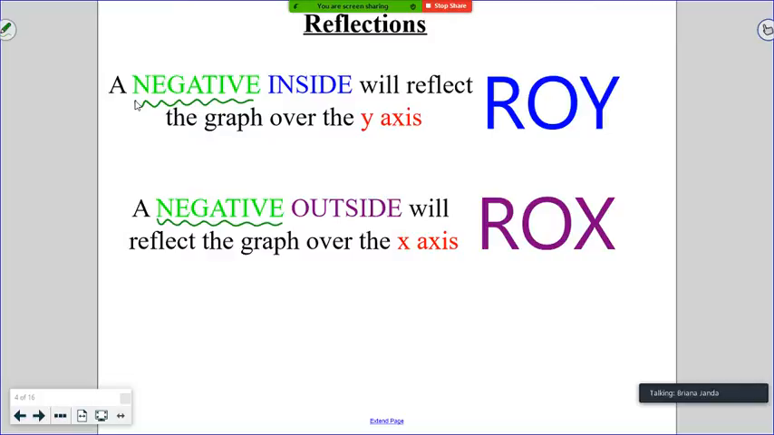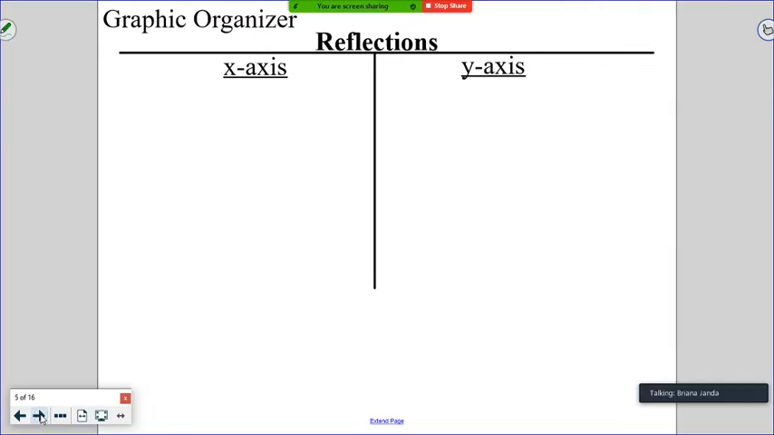We're going to go next to our cheat sheet and describe these on our cheat sheet. Okay? So the first thing I would do is remind myself what kind of thing in my equation that I'm looking for this reflection thing to happen. And that would be if I have a negative in my equation. And all negatives will be addressed by doing this. If that negative is outside my function, that is referred to as an ROX.